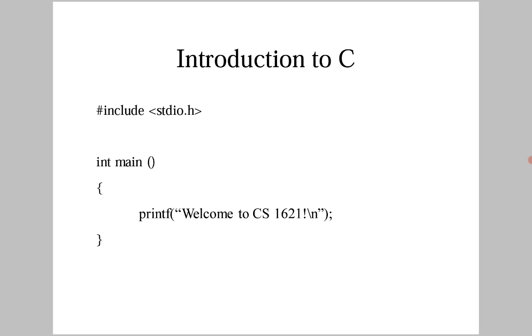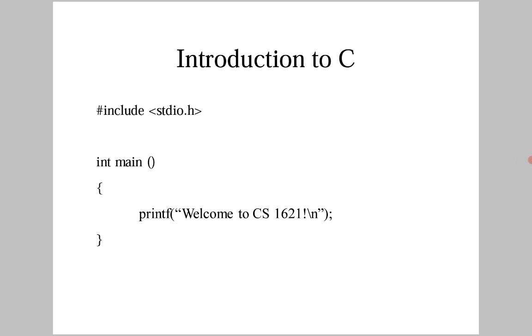What is a header file? A header file is a set of similar types of functions placed in one place. There are many types of header files like stdio.h, math.h, conio.h, string.h, and so on.